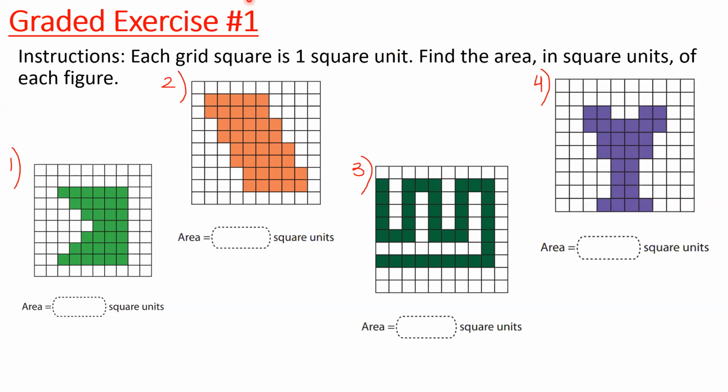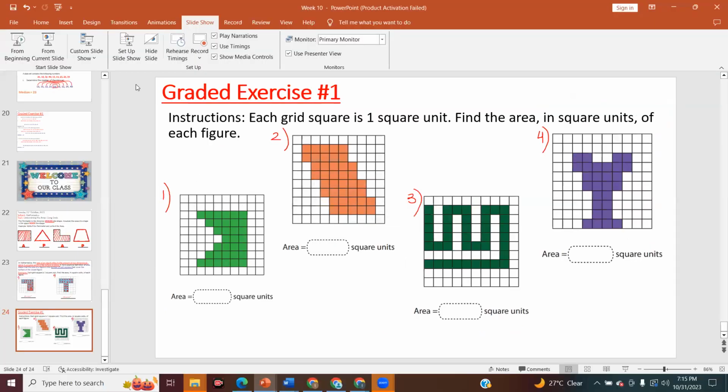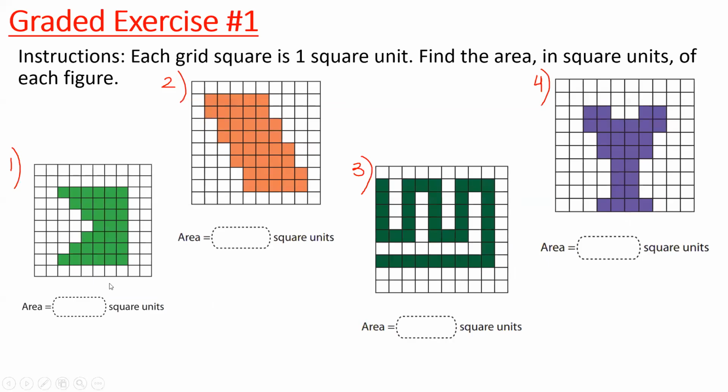All right, so let's go over the answers. What do we have for number one? I have 33 squares. 33? Yes, sir. Okay. Anyone else have any other answer for number one? No, sir, I get 33 square units. 33 square units. All right, let's count it.